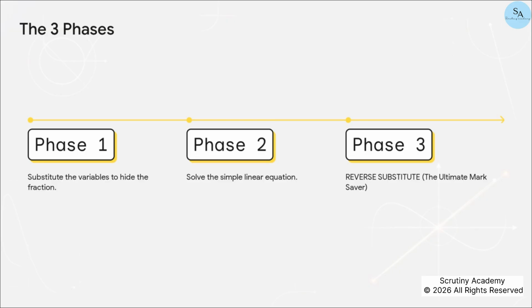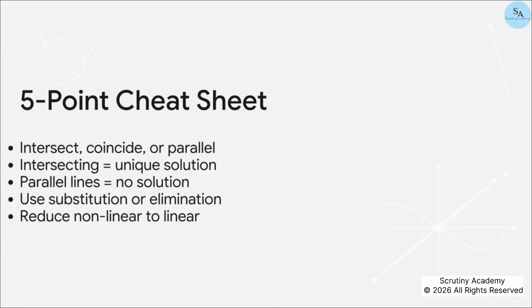Seriously, if you make it a habit to literally write reverse substitute at the very bottom of your test page before you even start doing the math, you will never lose those final crucial points. And here is your 5-point cheat sheet directly from the chapter summary to lock in everything we've talked about today.